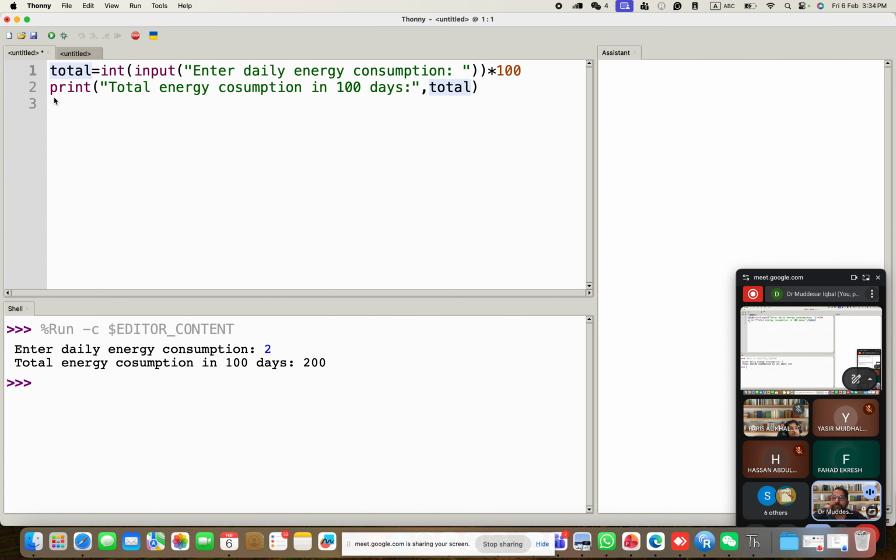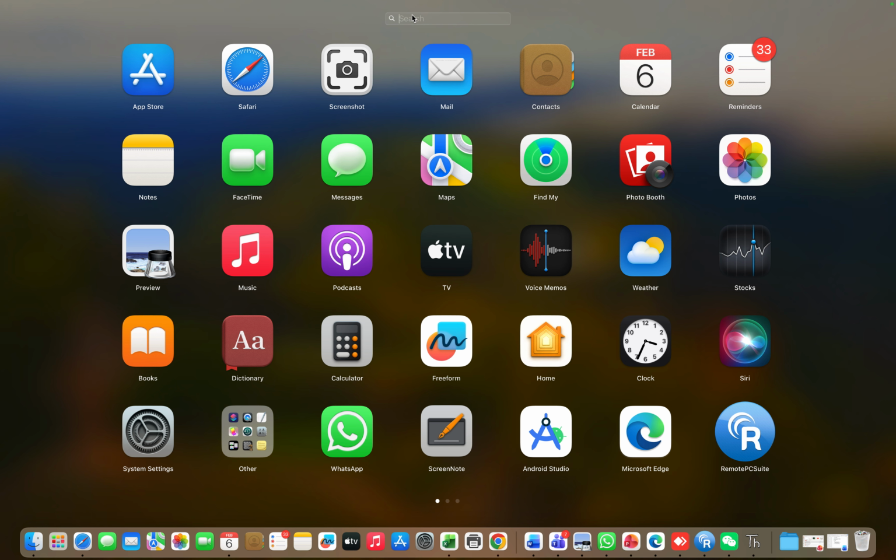Whenever you do the print, Fahad, yes. Okay, let me do this. What was the thing? Note here.